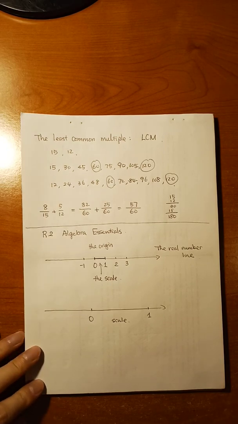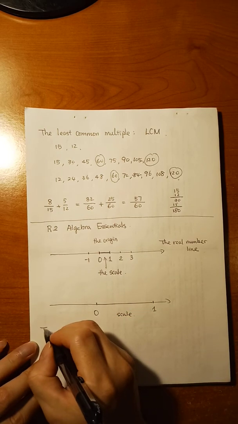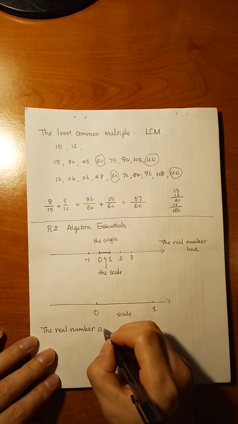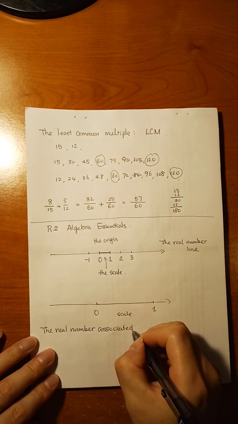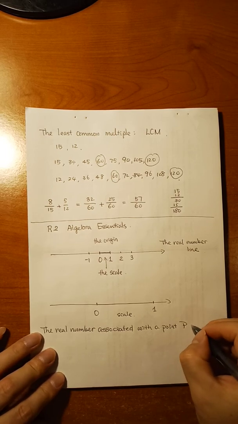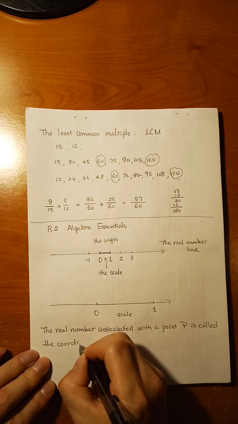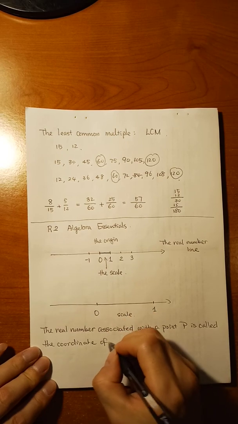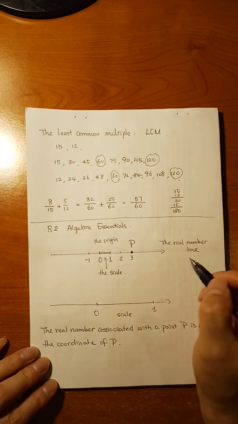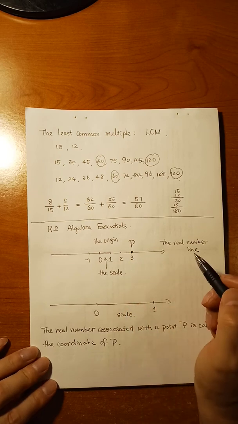Okay, so let's see some definitions. The real number associated with a point P is called the coordinate of P. Okay, so for example, if I put P here, this is a point P, and the corresponding number is 3, so we say the coordinate of P is 3.